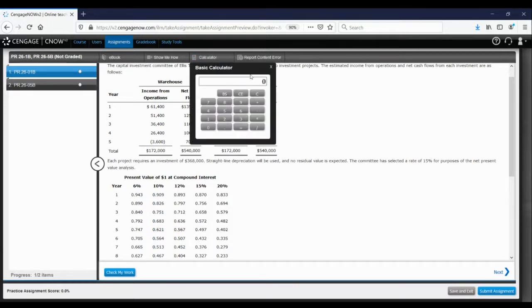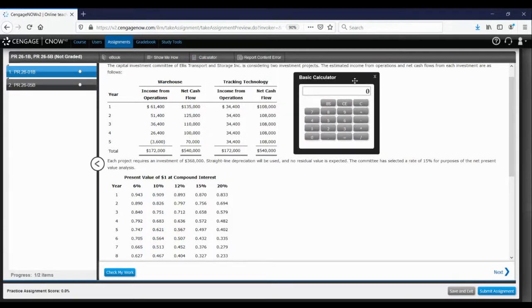So I'm going to pull up my calculator, and I'm going to pull it over here to where you can see it. And I'm going to take the warehouse income from operations, the total amount for the 5 years, which was 172,000. I'm going to divide that by the life of the asset. The life of the asset is 5 years. That's the useful life of the asset. And what that will do is give me the numerator portion of the average rate.